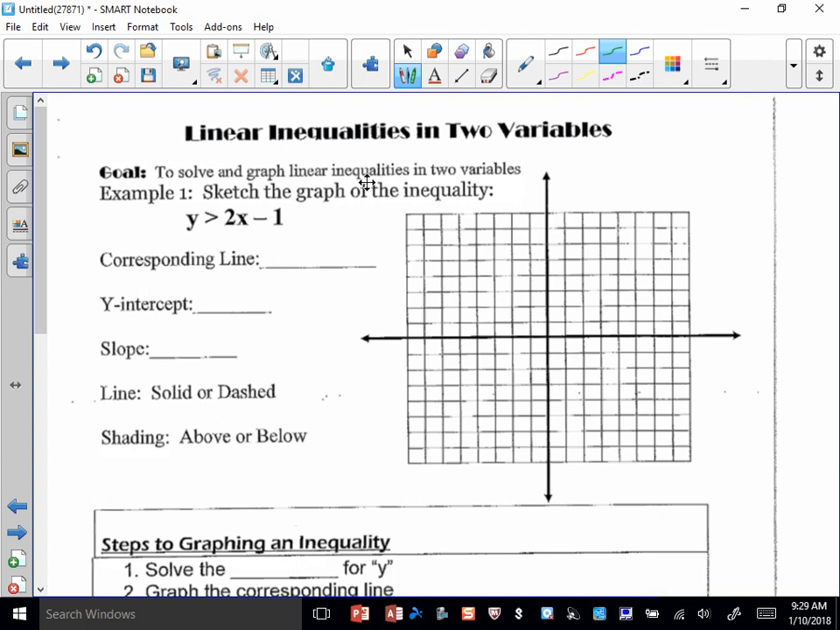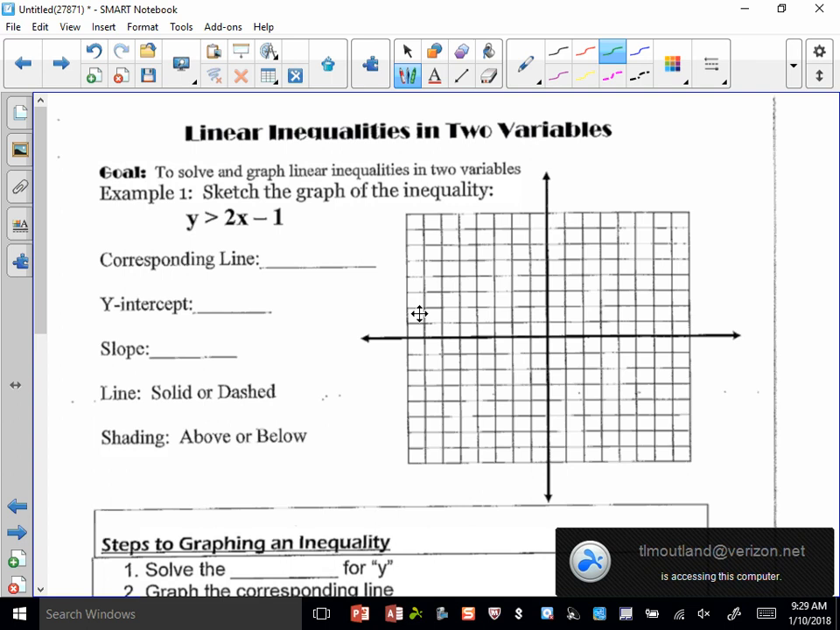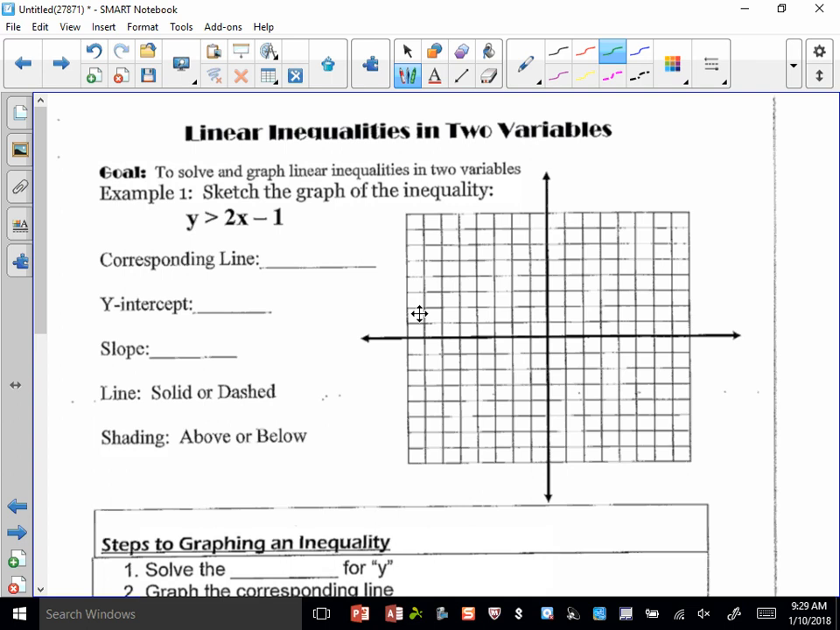This is graphing the inequality on a coordinate plane. So we've been graphing them on a number line. So what would it look like if you graphed it on a coordinate plane with an x and a y axes? So let's just take a look.